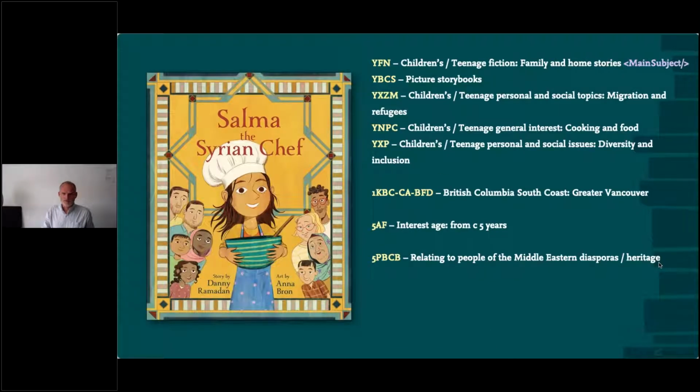This book, so we've given it here the 5AF, the interest age from 5 years. So again, we could make decisions about whether we're going to put it in picture storybooks, or in children's fiction, family and home stories. It's up to the publisher to decide which is the most important. But the important thing here is to remember that that 5AF qualifies all the subject codes. It also effectively qualifies the other qualifiers.